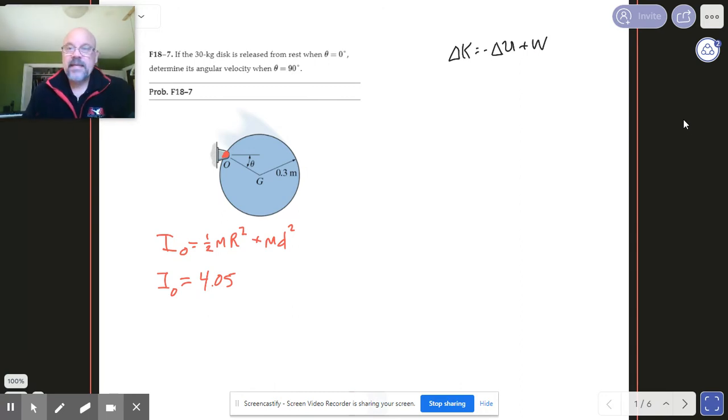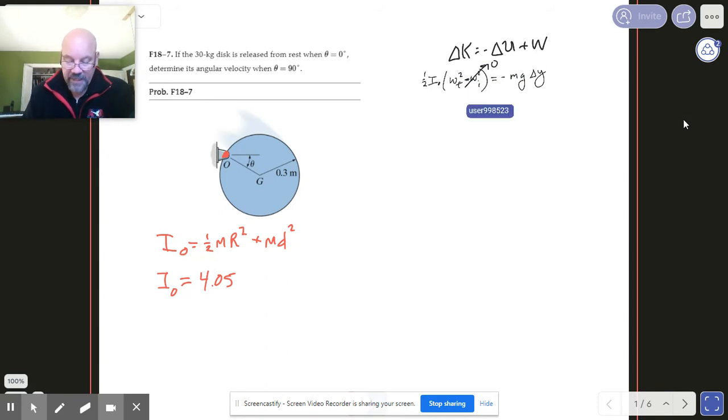All right, our kinetic energy, we're going to do all in terms of rotation. So we're not going to have the translational energy in this. That puts us with just 1/2 the moment of inertia times omega final squared minus omega initial squared. And that's minus mg delta y. Now our initial angular velocity is 0, so that term is gone.